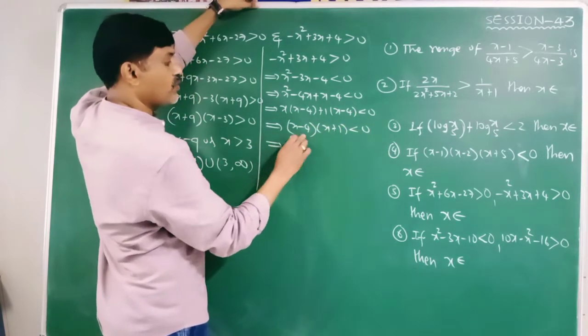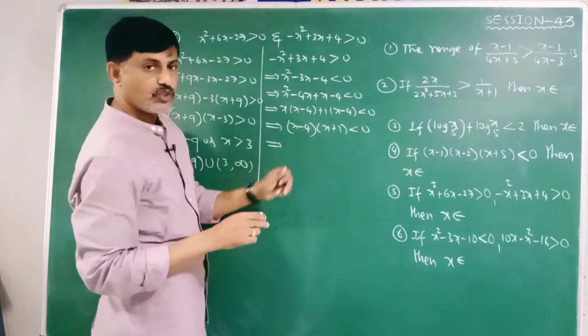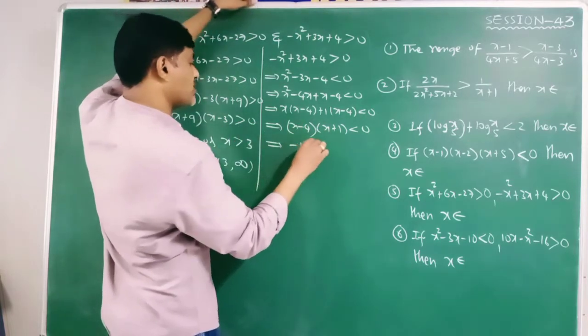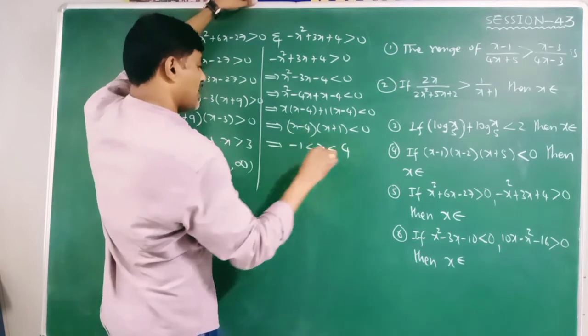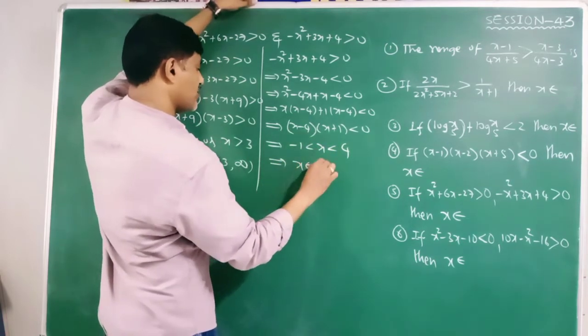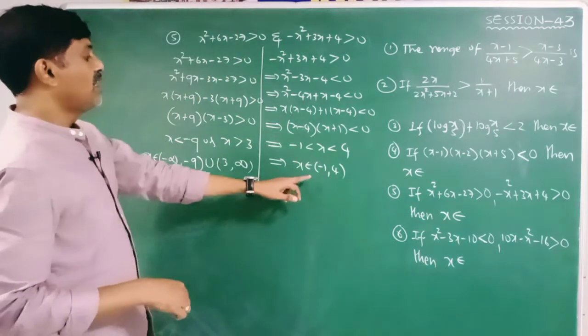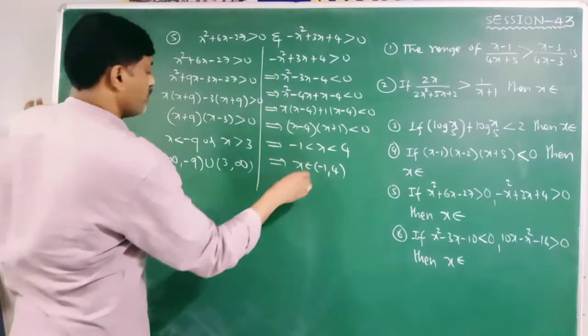Here it is clear: product of two factors less than 0, so x clearly lies between the roots. Which one is the small root? Minus 1 less than x less than 4, as this is the range of this inequation: minus 1 comma 4. Now we have to write the common solution for both inequations.